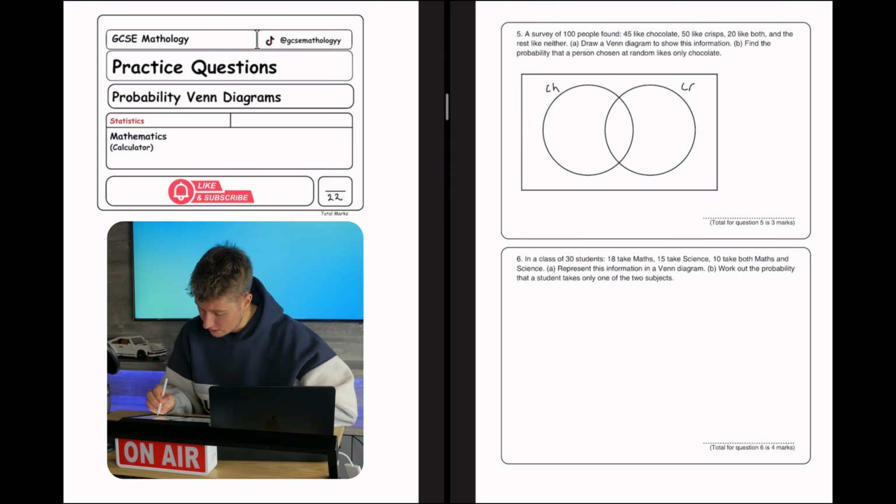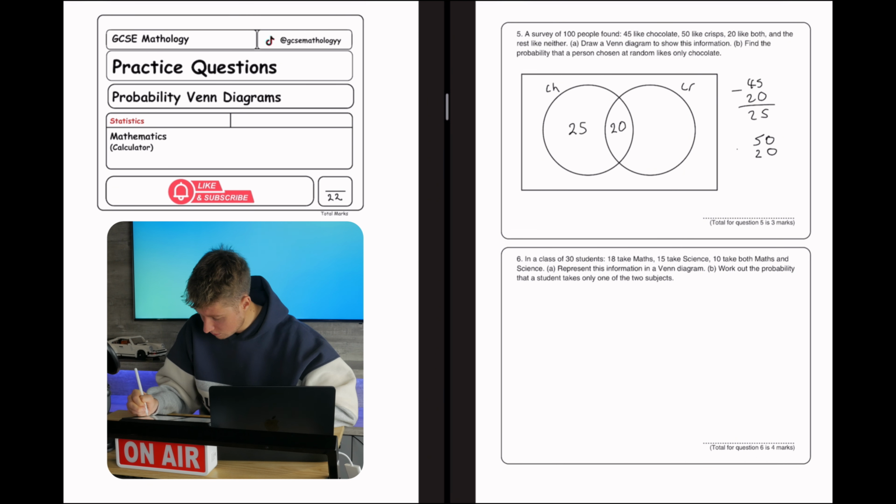So again, we're going to fill in the middle section first, so that is both. So 20 like both. We're going to look at the chocolate, so 45 like chocolate, but 20 like both. So 45 subtract 20, and this gives me 25. And then for crisps, we've got 50 like crisps, subtract the 20 that like both, and this gives me 30. And then we've got 30 plus 20 is 50, plus 25 is 75. So that means that 25 like neither, because there are 100 people, so all of the numbers need to add up to give us 100.